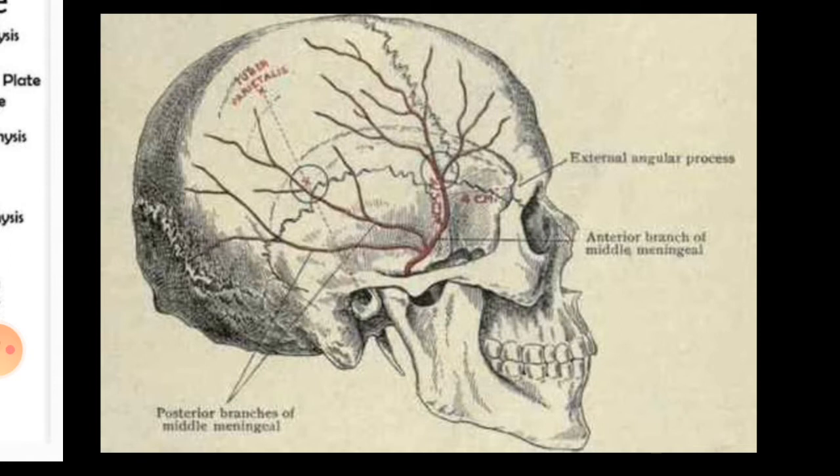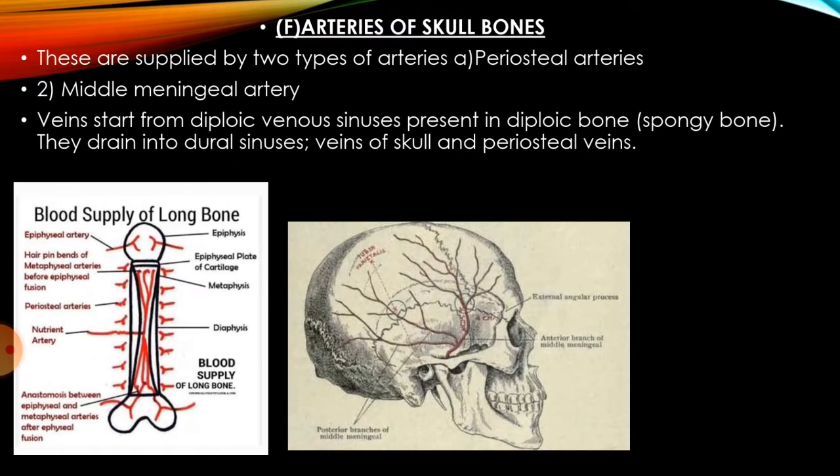You can see the various branches: posterior branch of middle meningeal, anterior branch of middle meningeal. So the skull has two types of arteries, periosteal and the middle meningeal artery. Veins start from diploic venous sinuses present in the diploic bone, which is the spongy bone. They drain into the dural sinuses, veins of skull and periosteal veins.